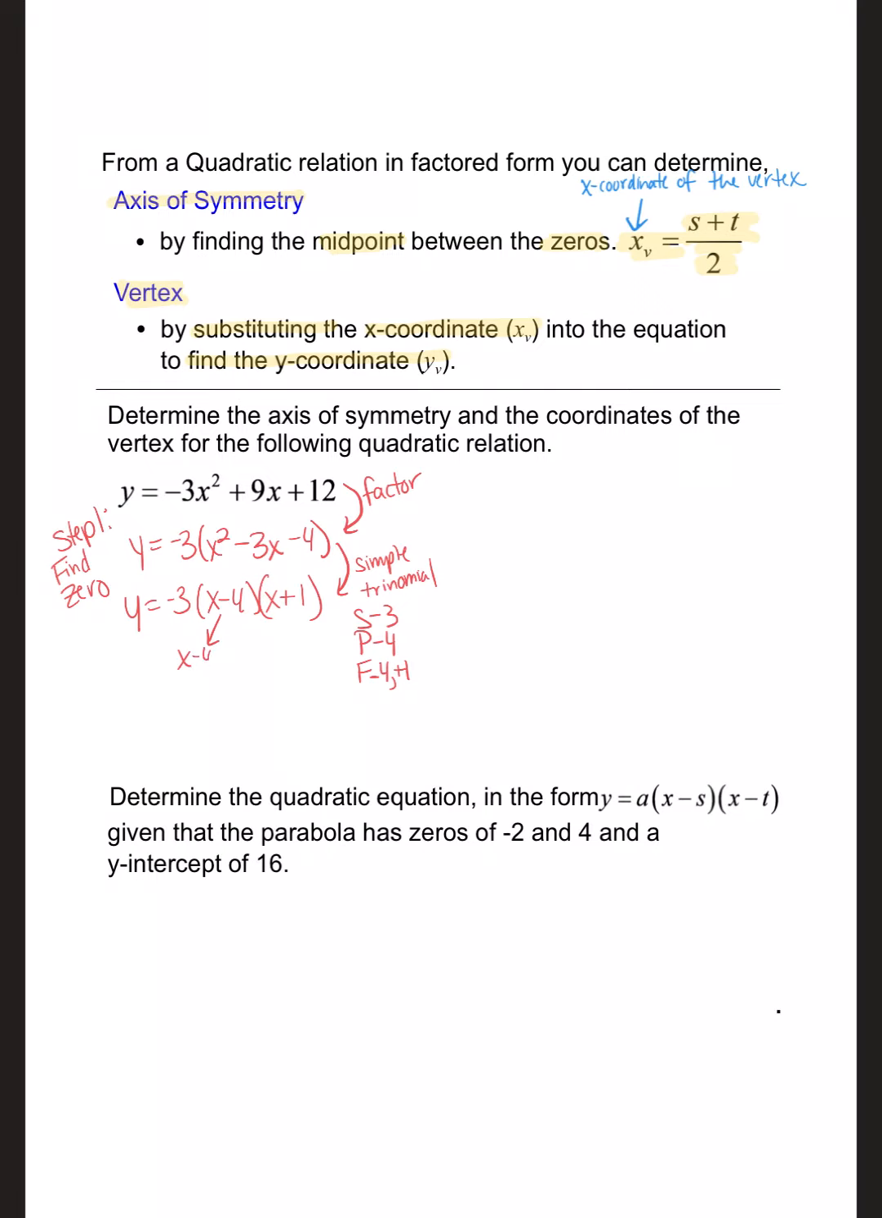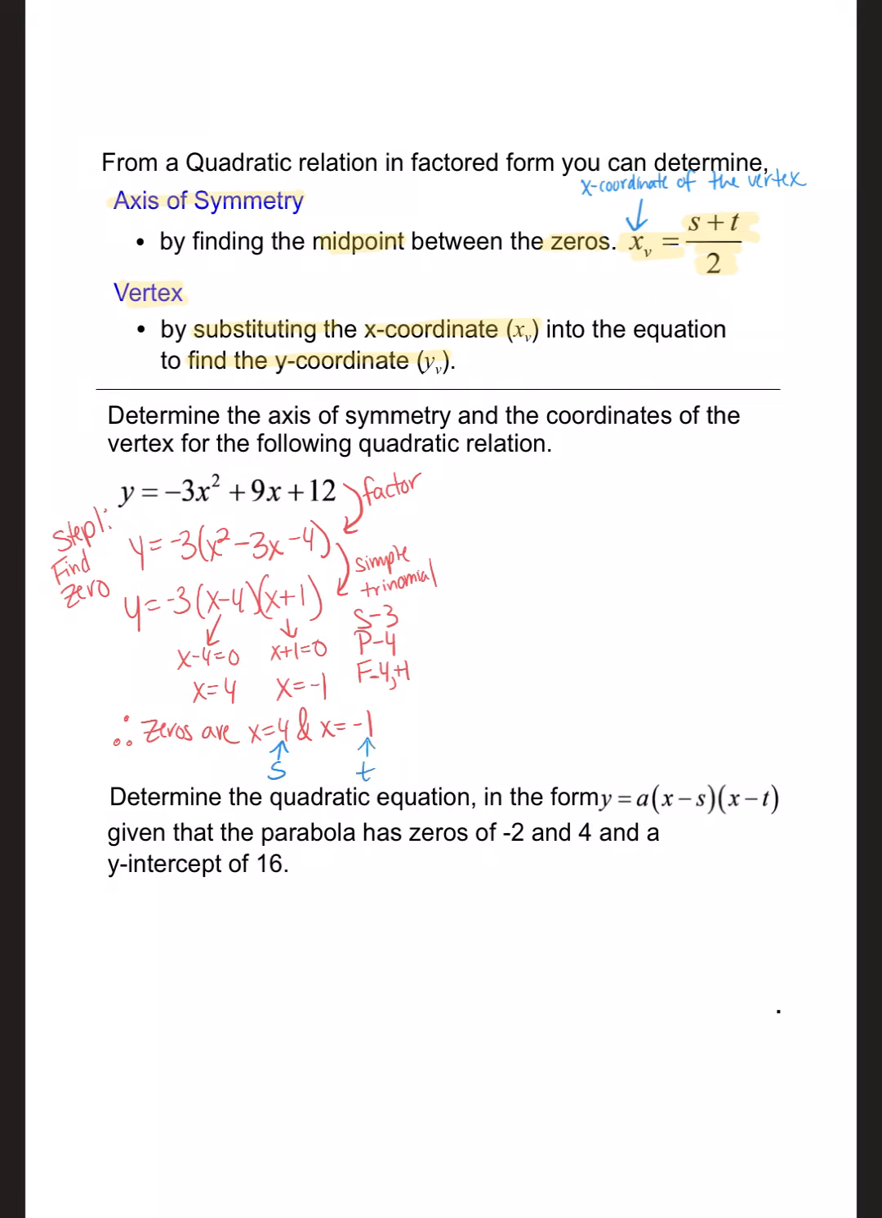So we'll have x minus 4 equals 0, and we'll have x plus 1 equals 0. So x equals 4, and x equals -1. So we can conclude, this is only our first step, but our zeros are x equals 4 and x equals -1. And in the general equation for the factored form of a quadratic, just recall that our zeros are represented by s and by t.